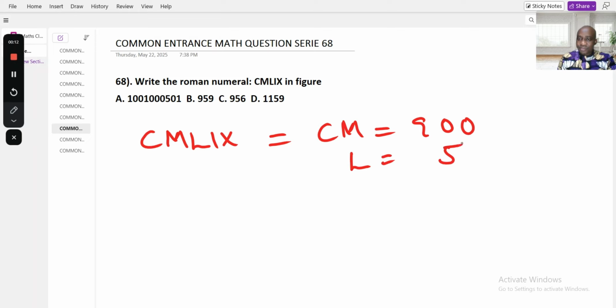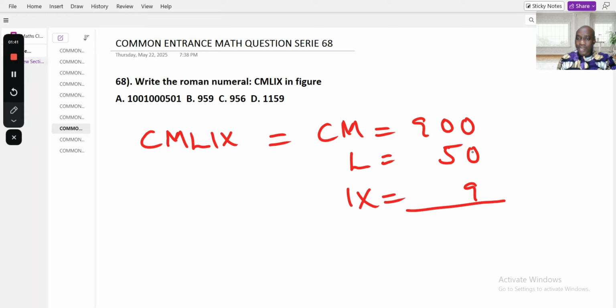L is 50. What is IX? X is what? X is 10. When you put I behind it, it's going to minus 1. Like I said earlier on, X is 10, I is 1. Therefore, when you have a 1 that is behind anything higher, you are going to minus that 1 from that 10. When you minus 1 from 10, it's going to give you what? 9.